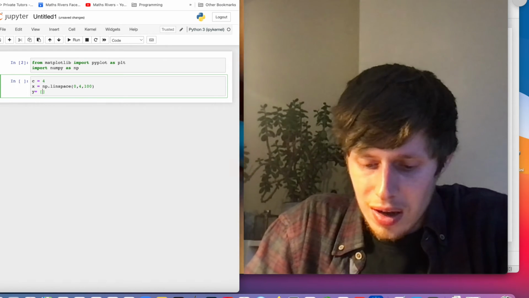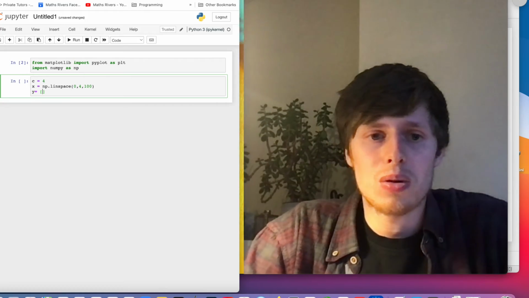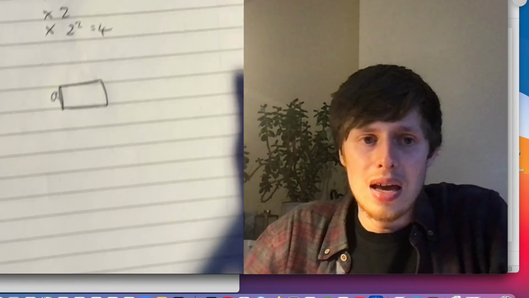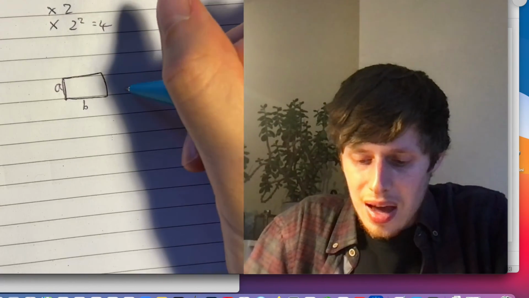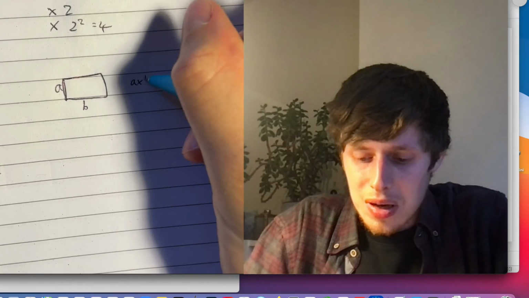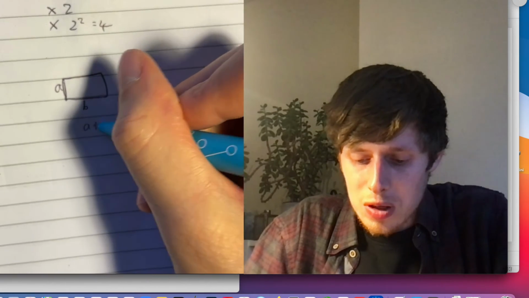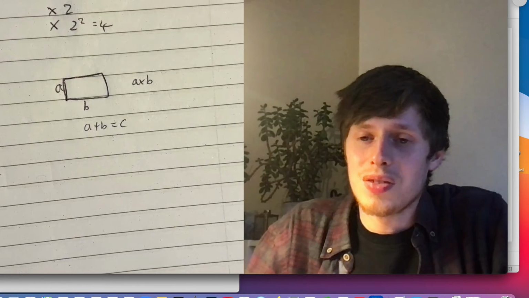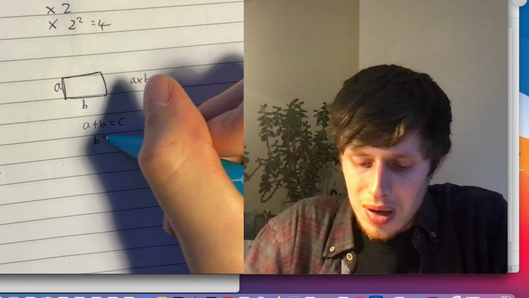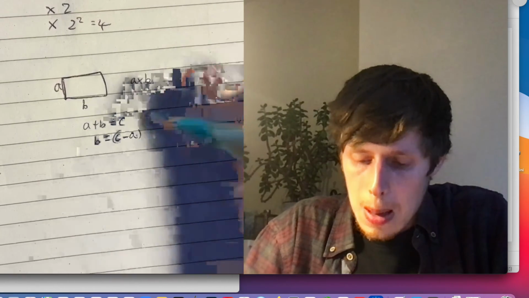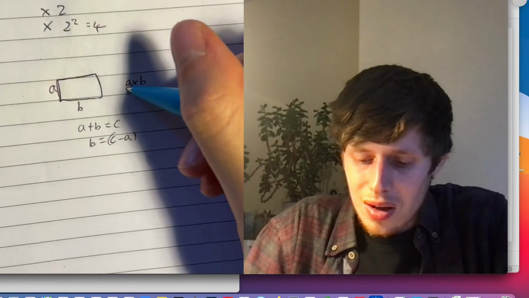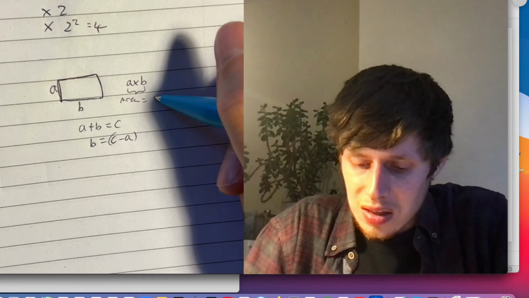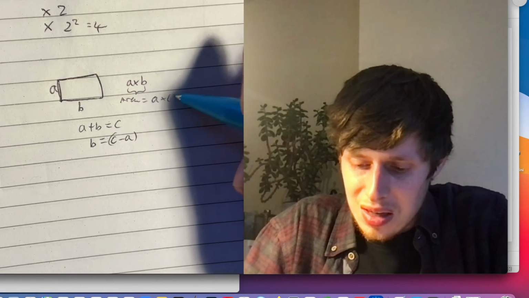So if I have my a and b, the area of this is a times b. But more than that, because a plus b is equal to c, which I defined earlier as 4, I can say that b is equal to c minus a, so I can express b in terms of a. Then this area is going to be equal to a times b, so that's going to be a times (c take away a).